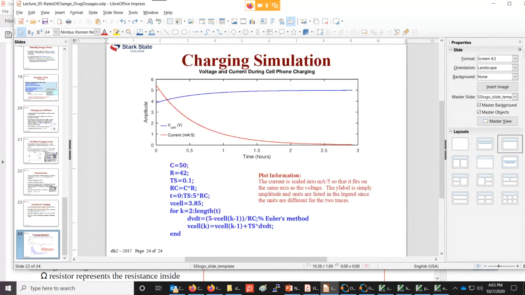But in this simulation, we are actually charging it all the way up to 5 volts. But again, it's only a simulation. It's not a real battery.